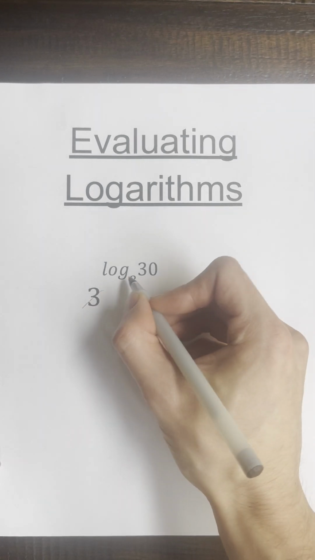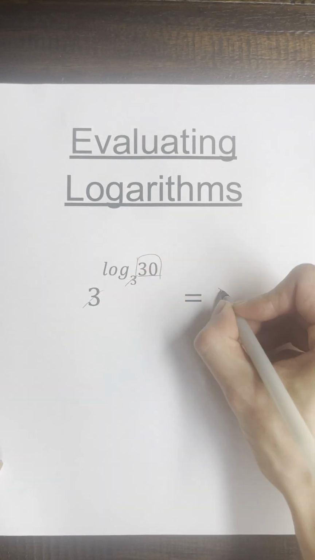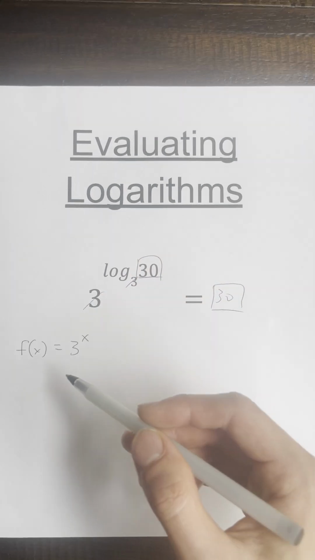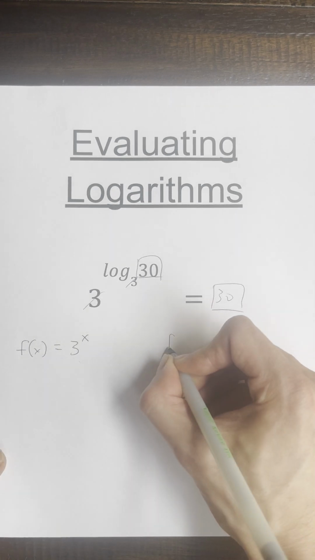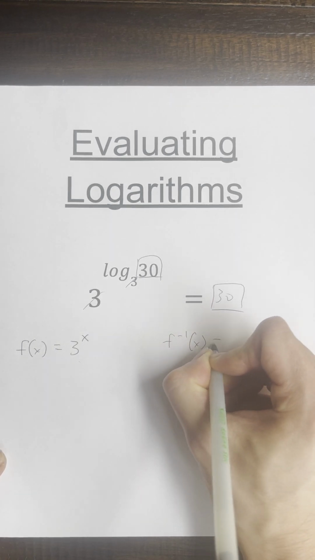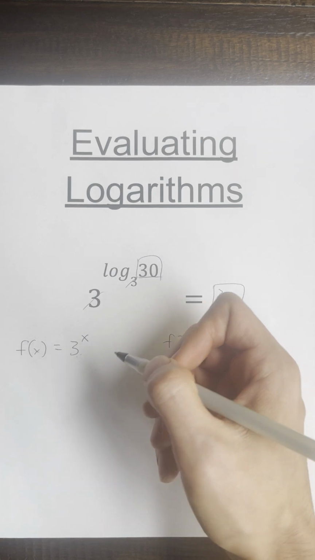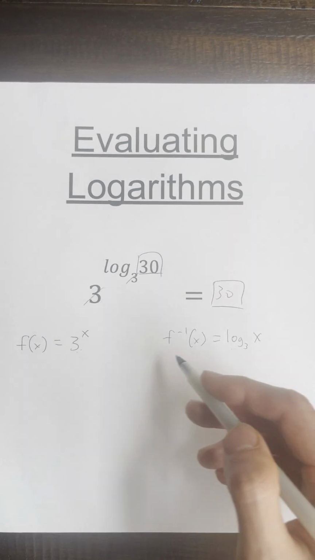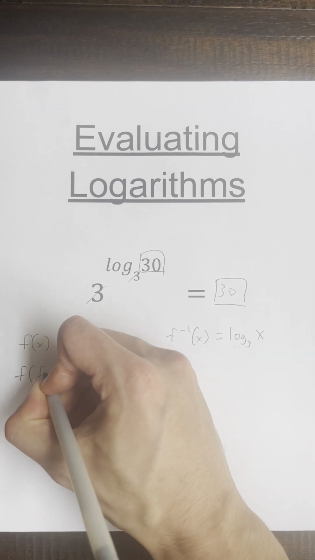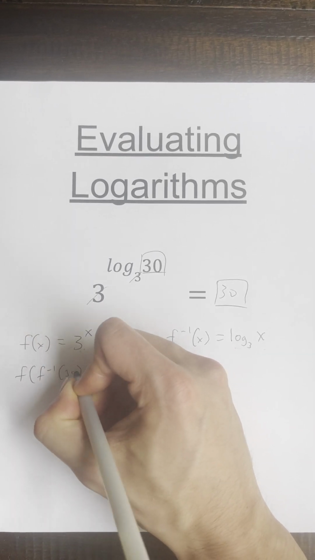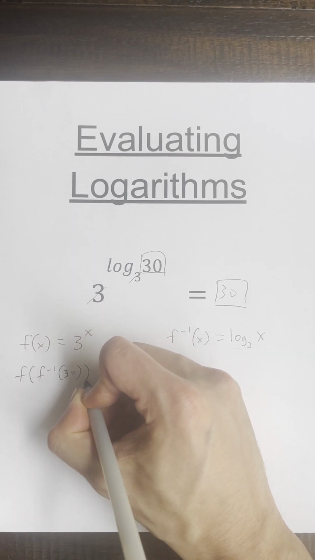I see a 3 here and a 3 here, so we can cross them out, and this is your answer, 30. But why? Let's let f of x be equal to 3 to the power of x. What's its inverse going to be? What's the inverse of 3 to the power of x? The inverse of 3 to the power of x is log base 3 of x. What is f of f inverse of 30 going to be equal to?